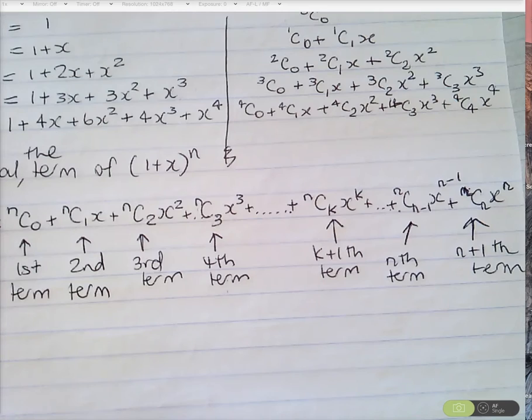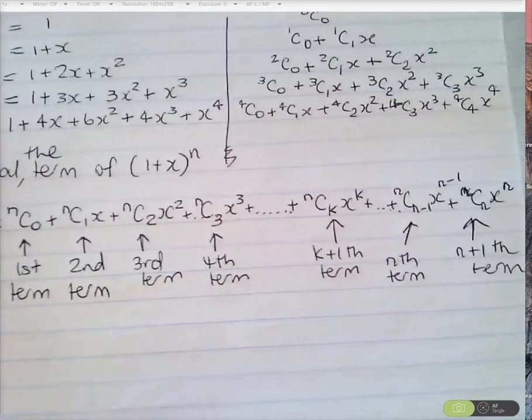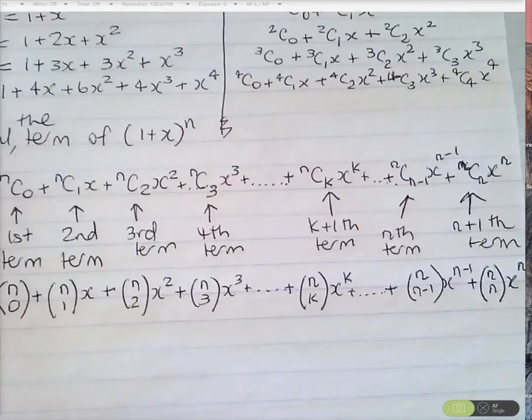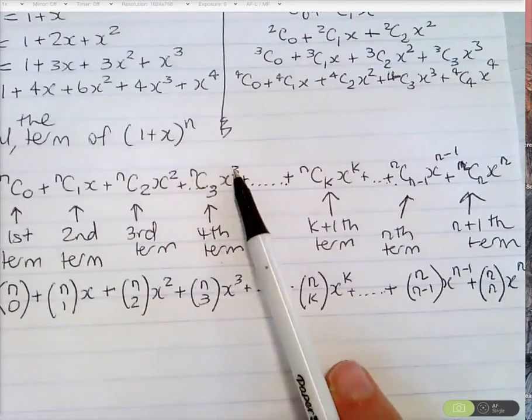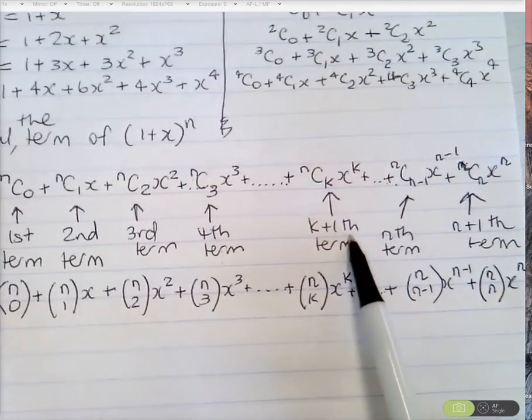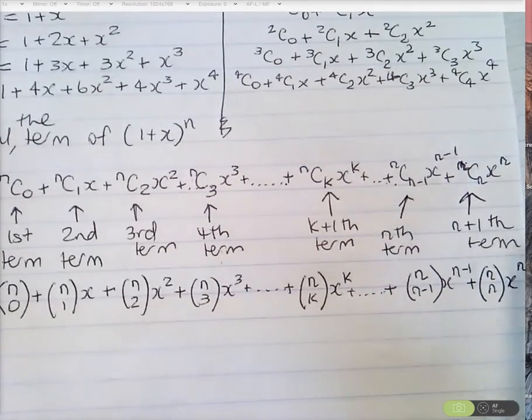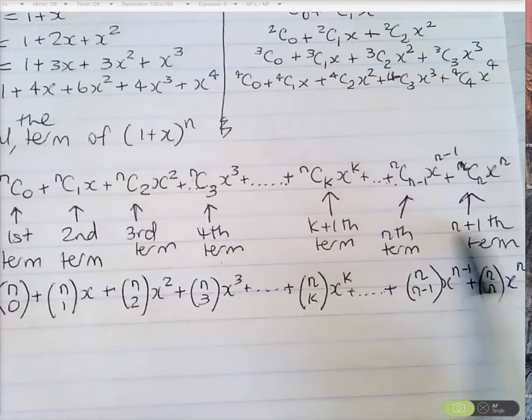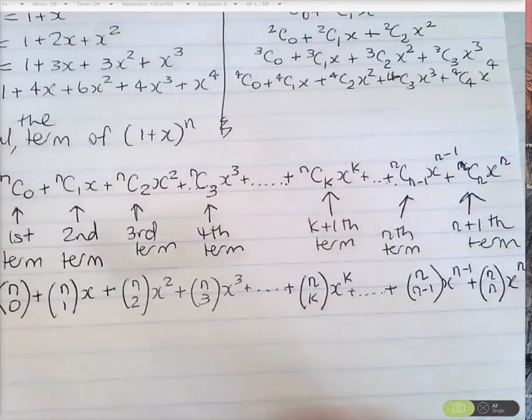Now that's in that notation. That is called combination. That's using combinations. This is the n plus 1th term here. The x cubed is the fourth term. The x squared is the third term. So you've always got one more term than the power. Okay, so if the power is n, this is the n plus 1th term. That is in combination notation.